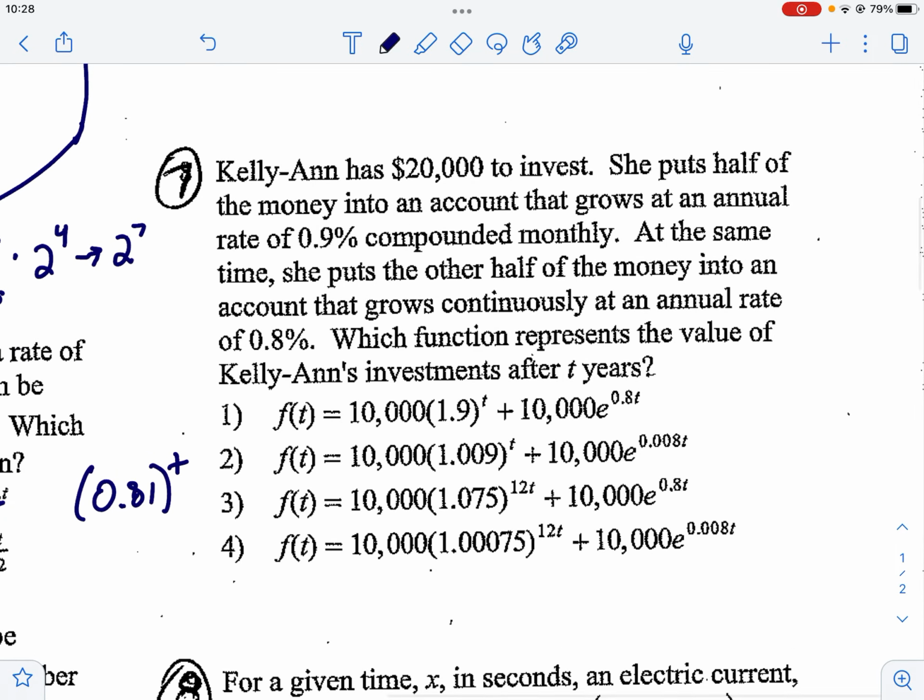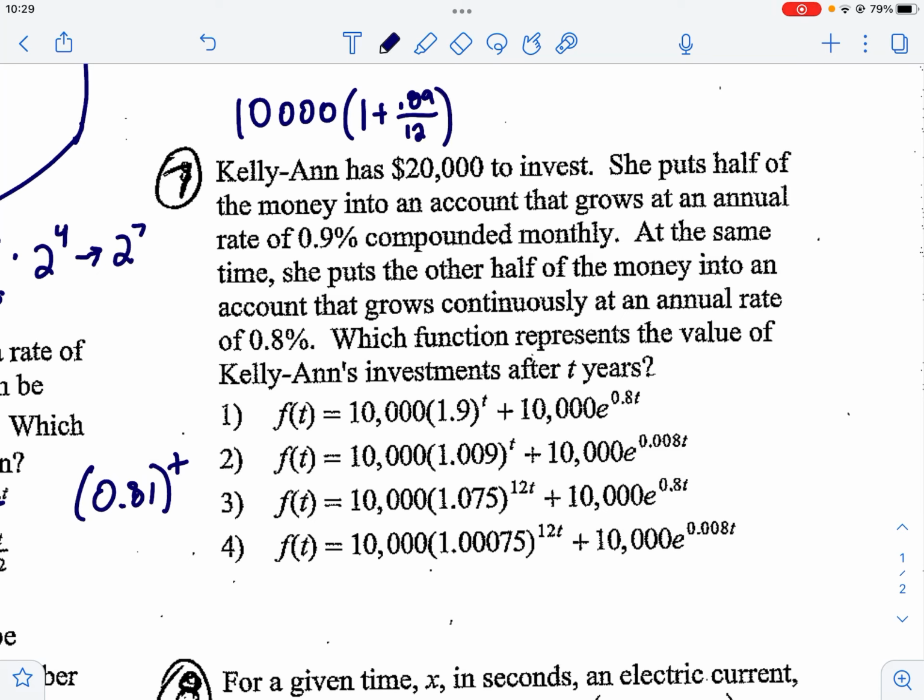Question number 7 goes a little bit further into the compound interest formula. So Kellyanne has $20,000 to invest. Obviously, the first part is going to be half of that, or $10,000, at an annual rate of 0.9% compounded monthly. So as a refresher to the compound interest formula, we'll have the initial amount times 1 plus the rate, in this case 0.9% or 0.009 as a decimal, divided by the number of times that we are compounding, in this case 12.